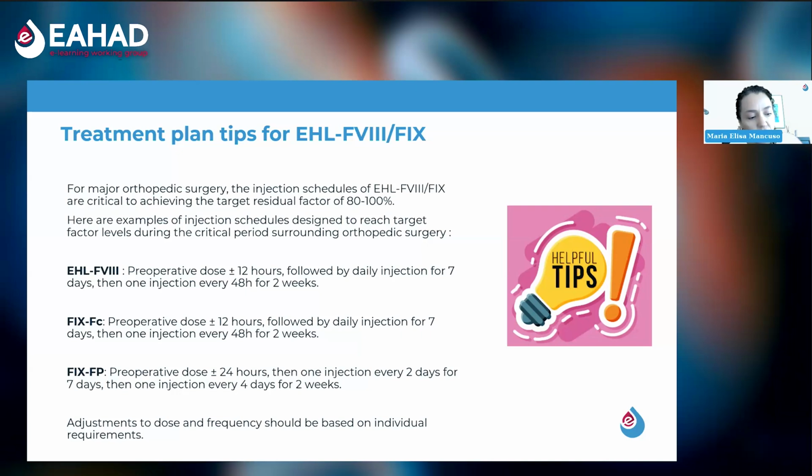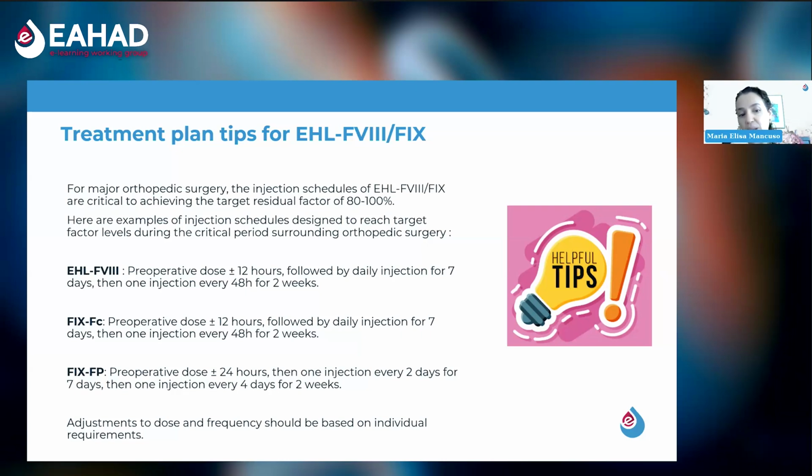This is not because the product is not effective, but because we want to avoid very high peaks. If we wanted to overcome the 12-hour interval, we would have to go very high, and we know that very high, supraphysiological levels may even precipitate a thrombotic event. So we can add a small dose after 12 hours, and then go for daily injections, and then maybe after the first week, even every other day.